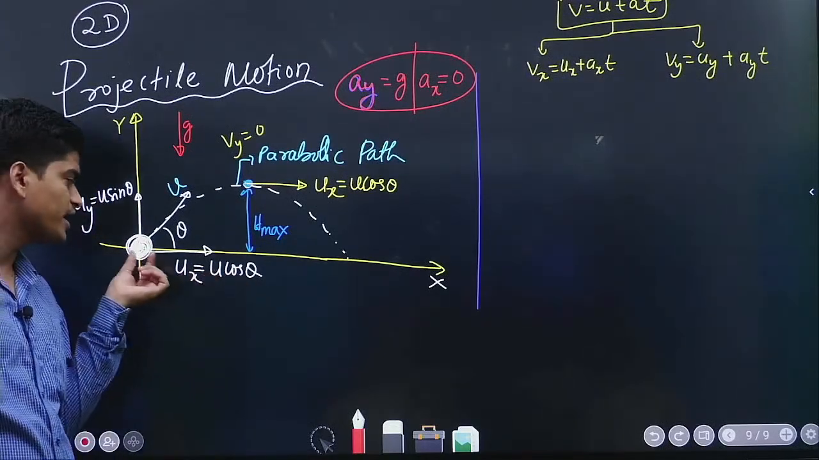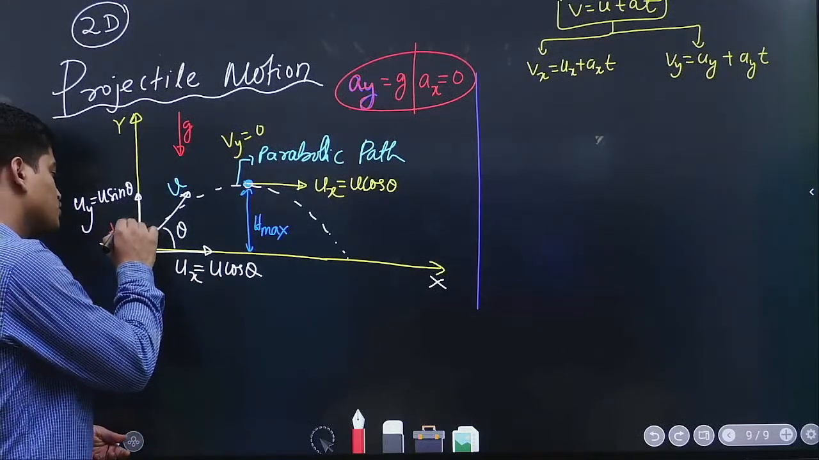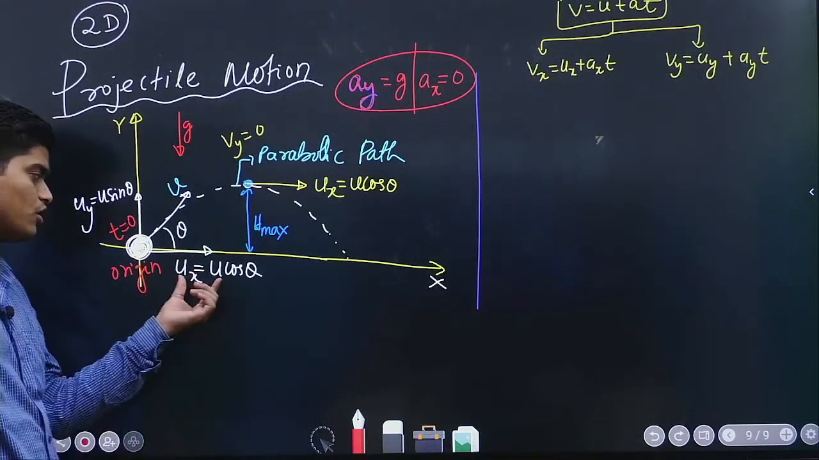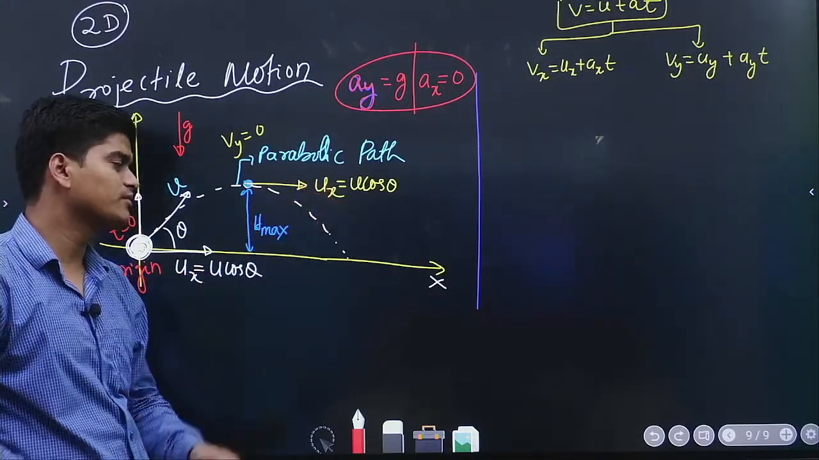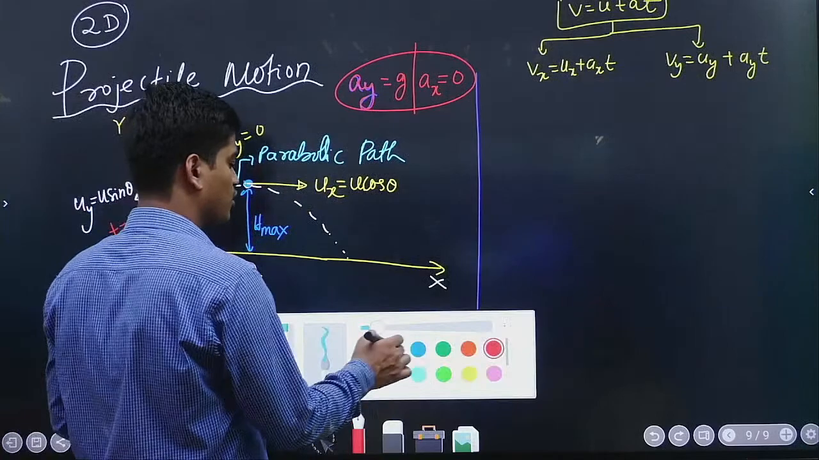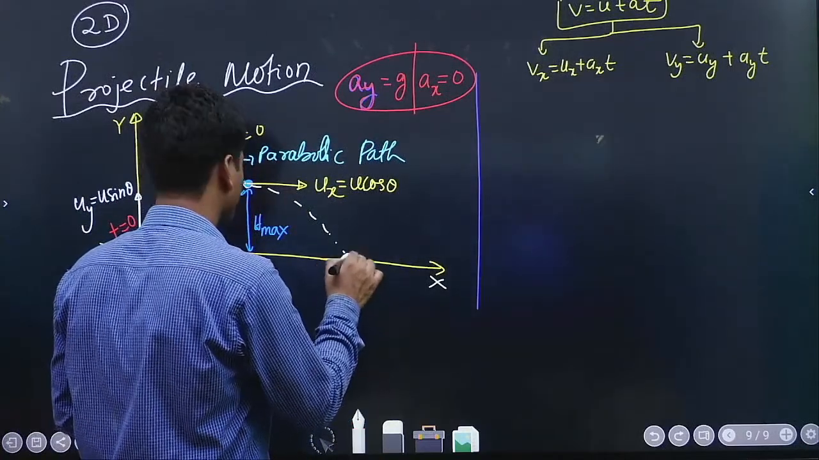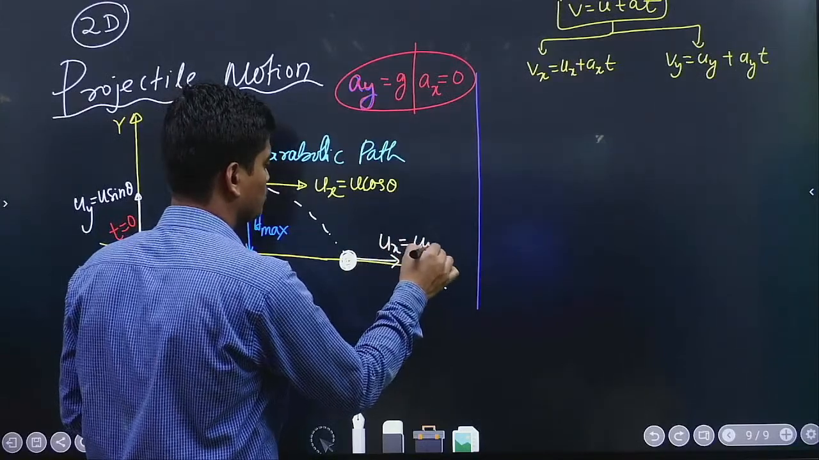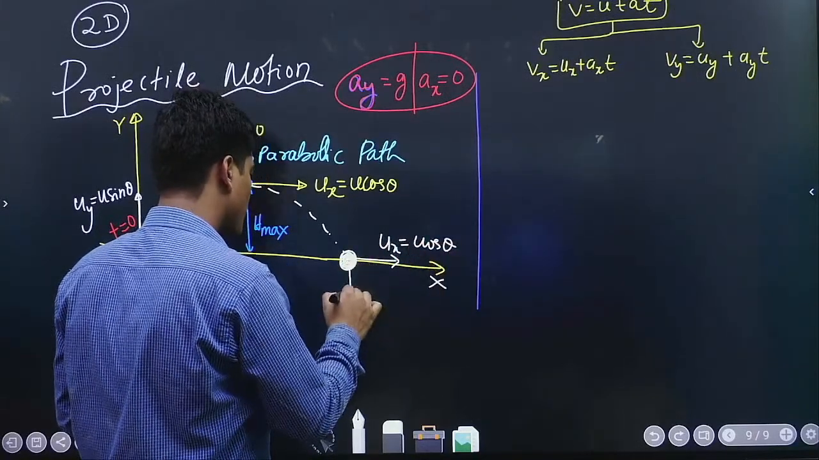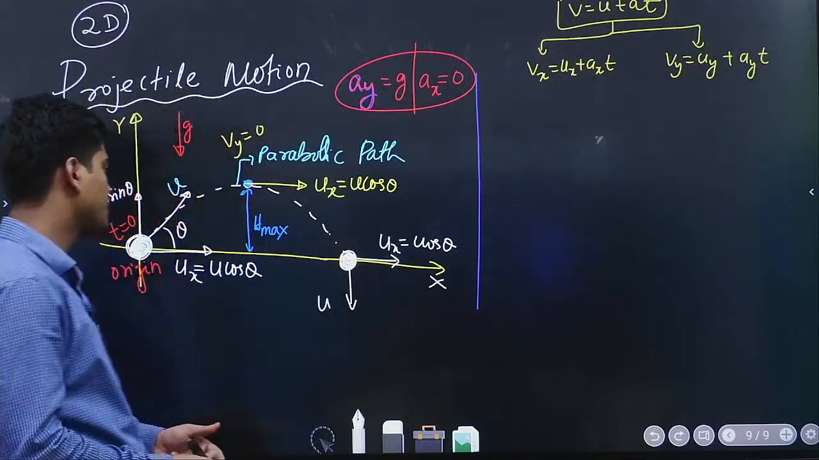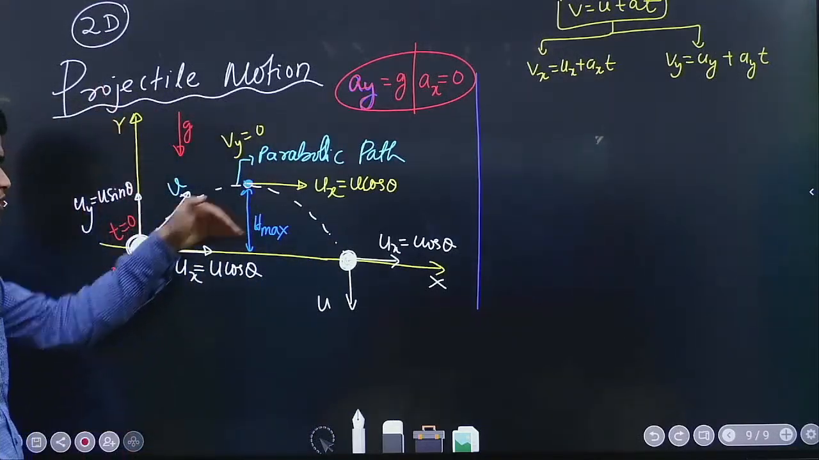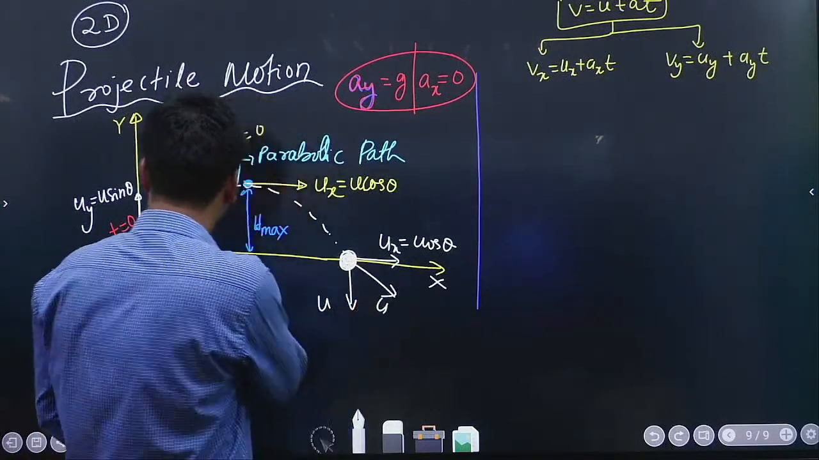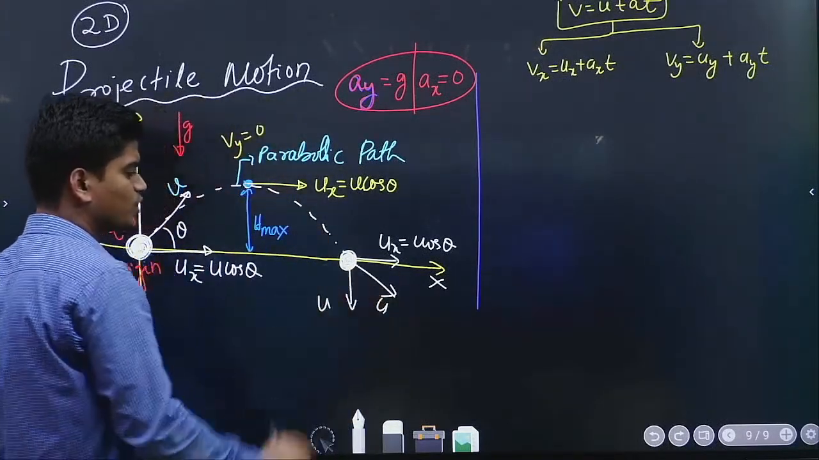It is u cos theta at t equal to 0, at the origin. What is the particle's velocity? Horizontal velocity u cos theta, the same horizontal velocity everywhere. Wherever the particle goes, if the particle comes here, its horizontal velocity is the same, ux equal to u cos theta. But uy will just change direction: here it is vertically upward, but here it is vertically downward, and the initial velocity with which you threw it, the same it will have when it hits here.